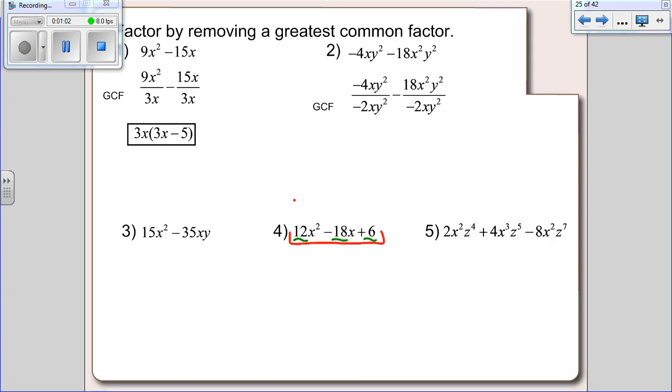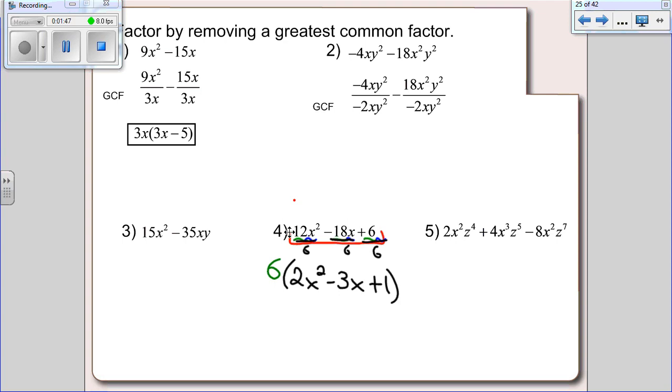So the biggest number that could go into all those is a 6. You then look at your letters, and you ask yourself, what's the letters that can go into all those things? In this case, there is no letter, right? Because there's no X in that last term. So the 6 would be your greatest common factor, and it goes on the outside of a set of brackets. On the inside of the set of brackets is what's left over when you divide each thing by 6. If you divide each thing by 6, you're left with 2x squared minus 3x plus 1. That was called your greatest common factor.